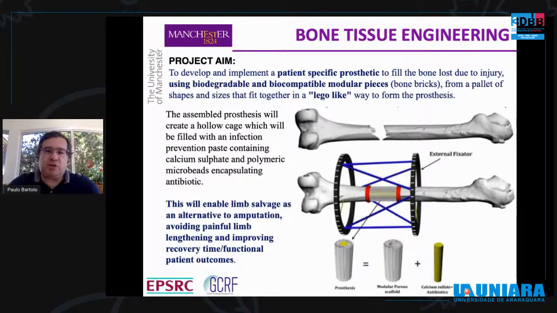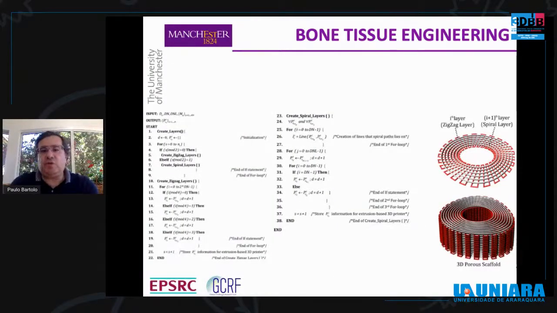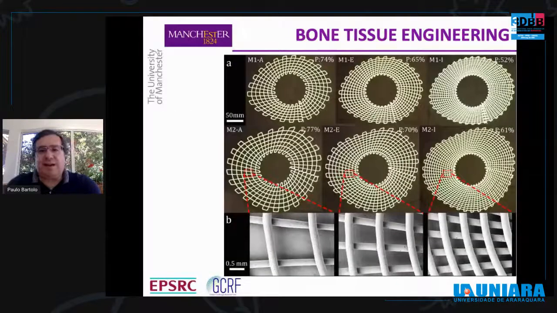We are developing a couple of software tools because the generation of the right type of shapes and sizes of these bone bricks is performed in an automatic way. We are also developing the software tools to send the information to the printing machines to print these different shapes, which are being easily assembled by the clinician. And for the first time, we are designing scaffolds, so our bone bricks, according to anatomical data. We are also investigating different types of printing strategies, creating structures with a gradient of porosity.